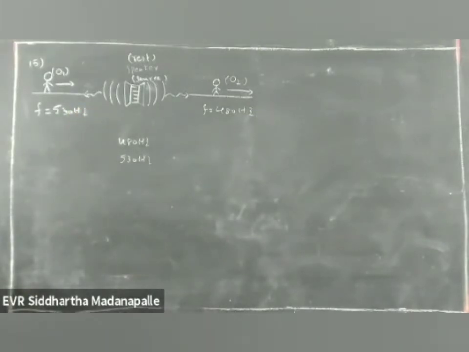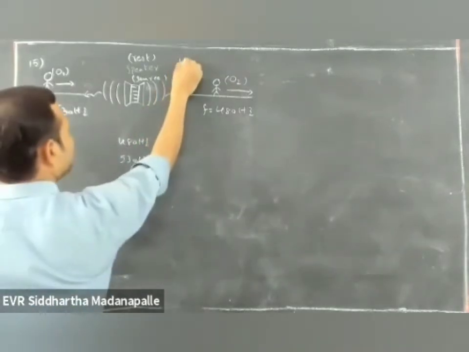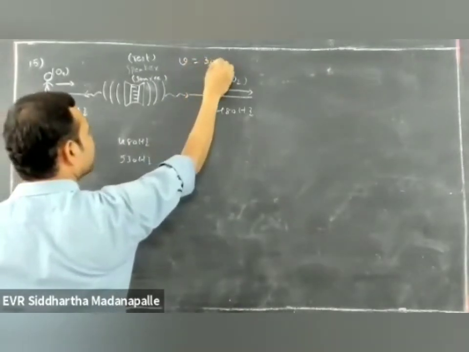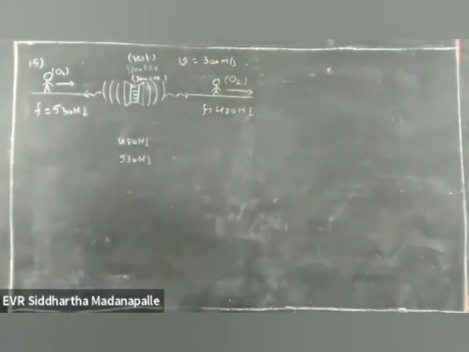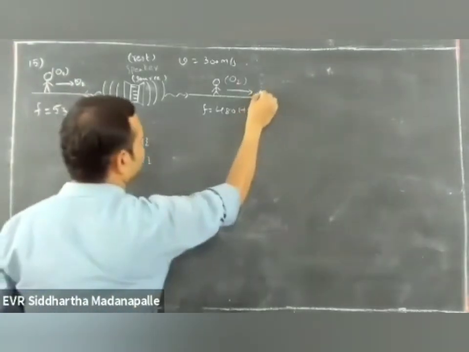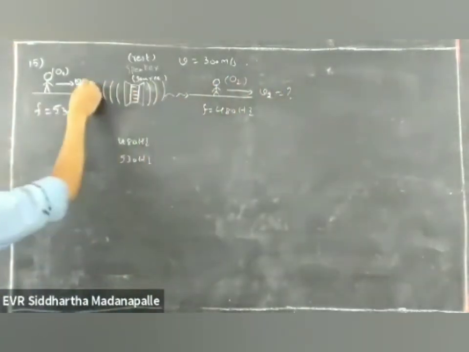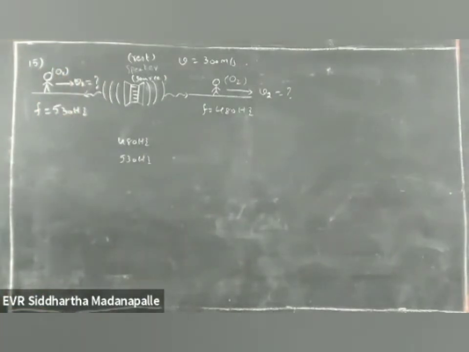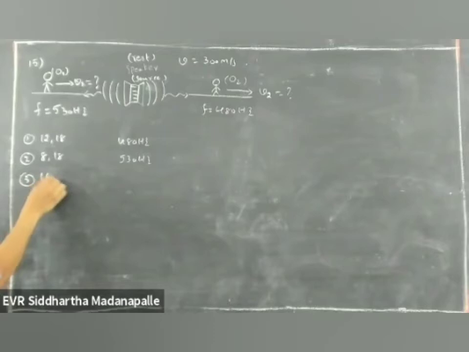Okay. Now here the question is that if the speed of the sound is equal to 300 meter per second, then what is the respective speed of the observers? V1, V2 values find out here, right? Option 1: 12, 18; option 2: 8, 18; option 3: 16, 14; and option 4: 12, 16.